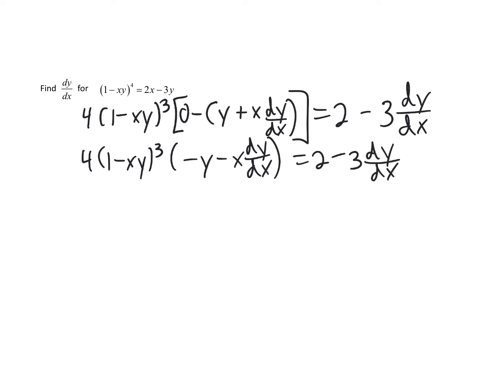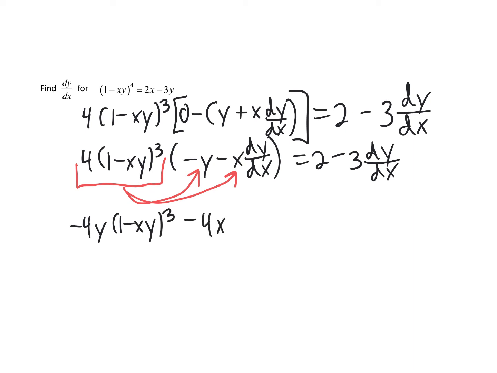Now, because we have that dy dx inside of a bracket over here, you're going to find you want to take this whole term out front and multiply it by each term inside. This will end up giving us negative 4y 1 minus xy cubed minus 4x 1 minus xy cubed dy dx equals.